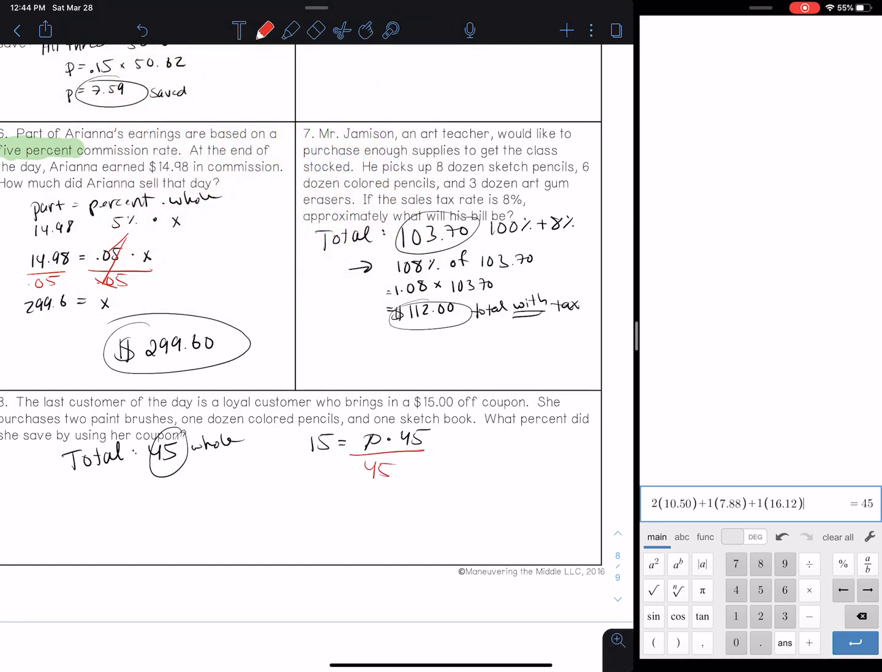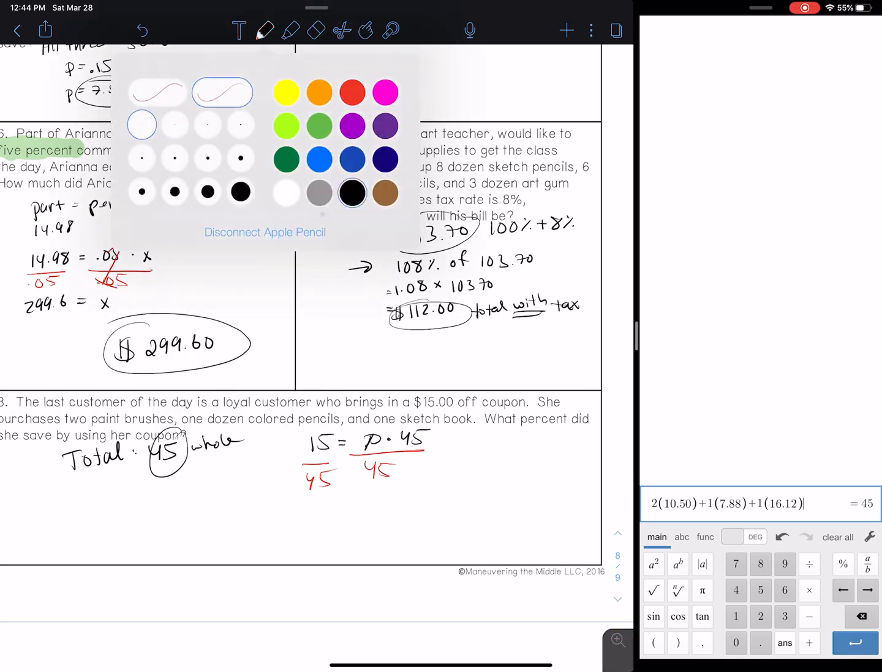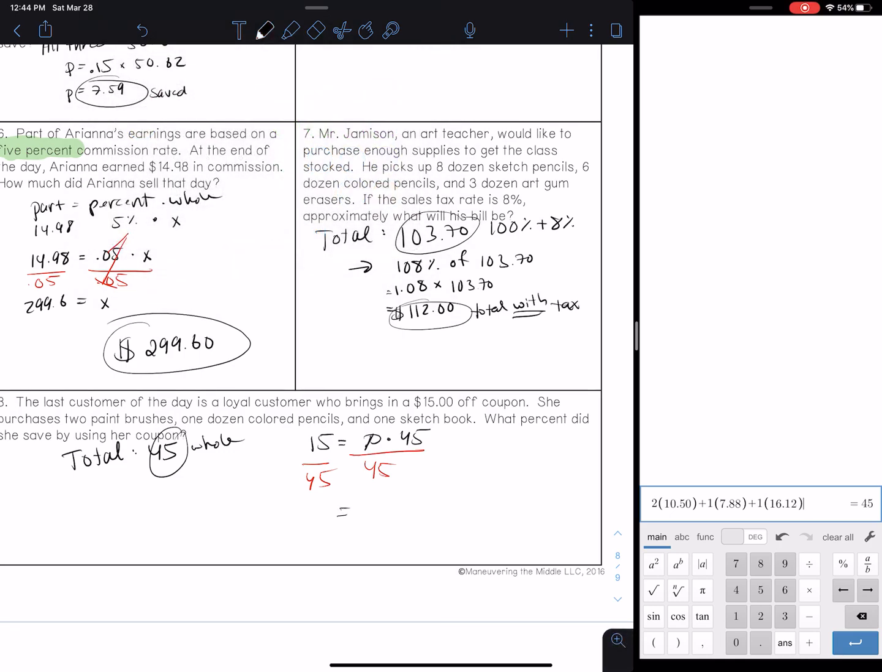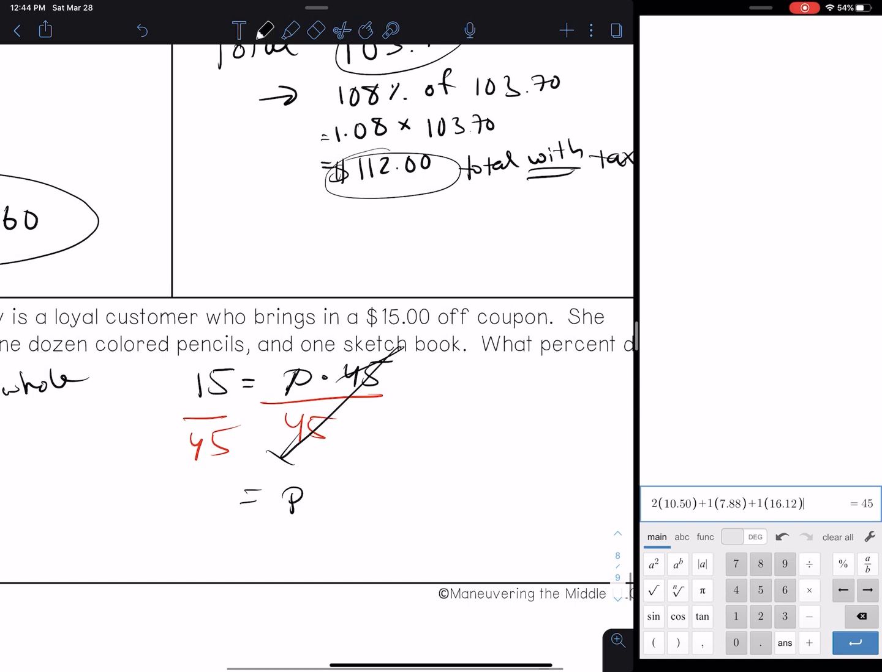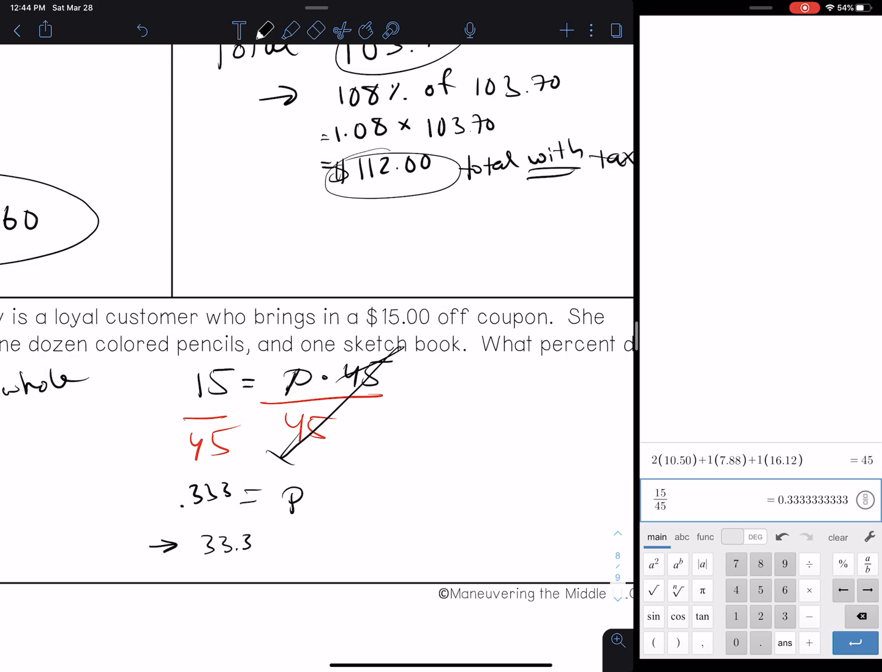Divide both sides by 45. And so on the right side, 45 on top, 45 on bottom, that's a 1. And P times 1 is just P. On the left side, 15 divided by 45, that's 1/3. So we get 0.33333333, 0.333 forever. So how do you write that as a percentage? It's going to be 33.3%. So that's how much she saved using her coupon, of course.